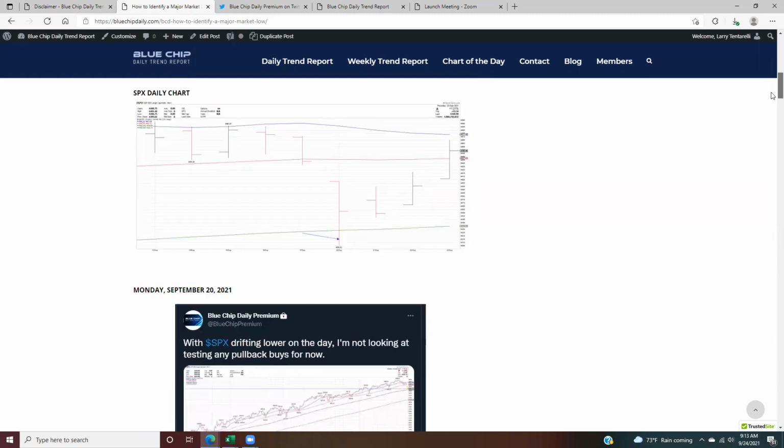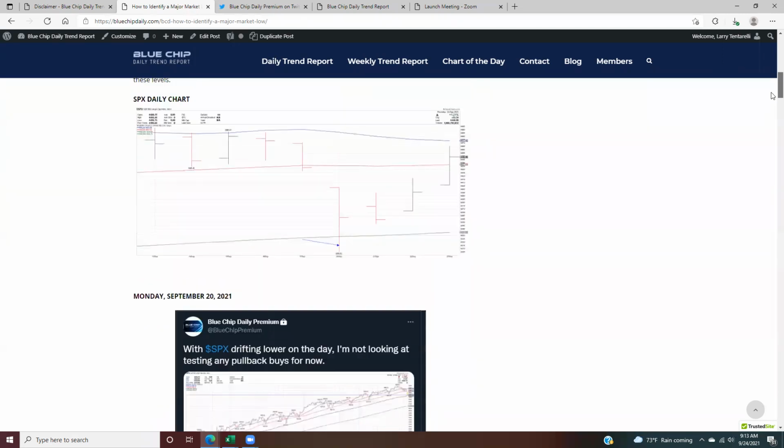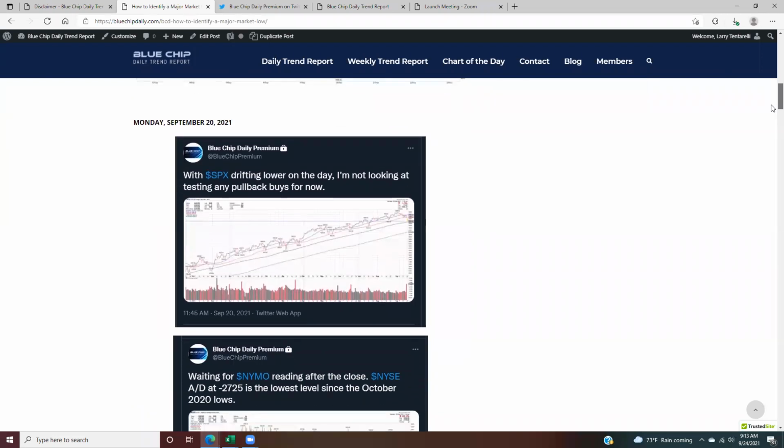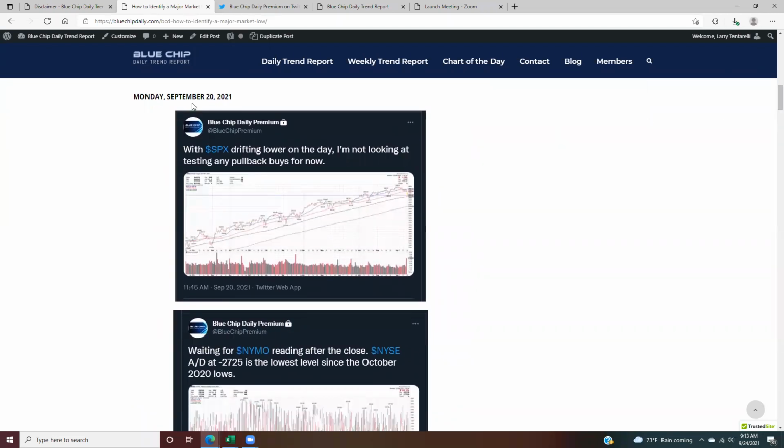And what you're going to see is I only used the data that was available to me. So we're going to start Monday, September 20th. This was the recent low for the S&P, and we'll take a look at the chart. But I posted in the morning on the members premium Twitter feed that with the S&P drifting lower, I'm not looking at testing any pullback buys for right now.